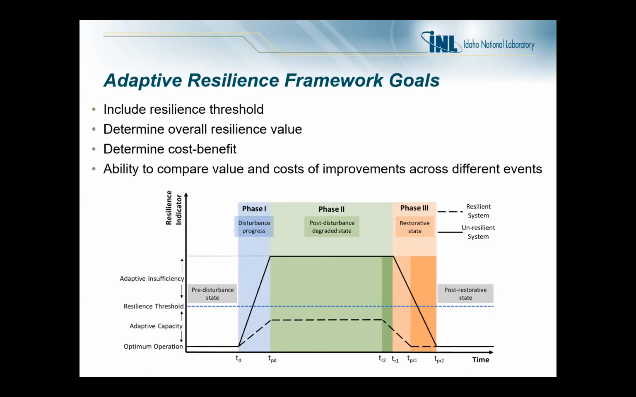So you go from the predetermined state into the disturbance progress in phase 1 to phase 2, which is post-disturbance. So the event is over, you're in a degraded state, and then you start to restore in phase 3 and enter a post-restorative state. And so you can see the curve of an unresilient system is going to go above that resilience threshold, and a resilient system, which is that dotted line, would stay underneath that resilience threshold, so you're maintaining that minimal normalcy through the event. So that would be the ultimate goal.